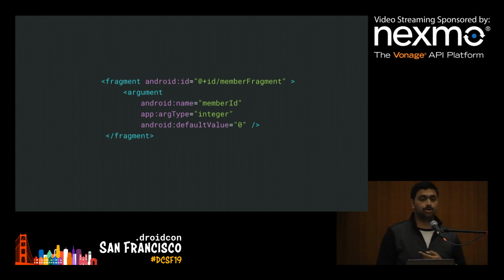This is something called an argument tag, so you can add it to a destination or an action. Argument takes in 3 parameters: the name, the type, and the default value.